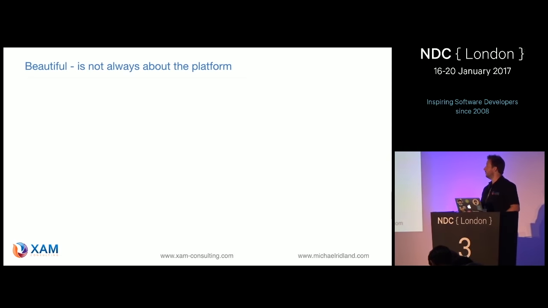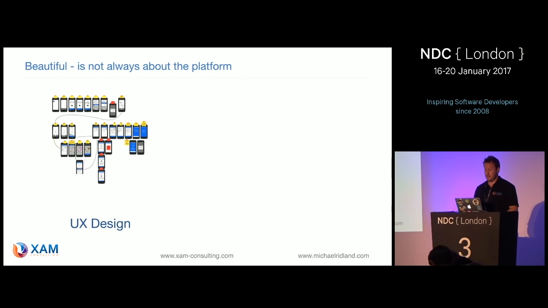Beautiful is not always about the platform. When we build apps, we start with UX design. If you try and take some big ERP application and just put it onto a mobile device, you're going to have a lot of problems. You're not going to have a refined UI where you only have the elements that you need. So normally we do UX design and iterate on it multiple times so we can refine the design so it only contains the things that it needs to contain.